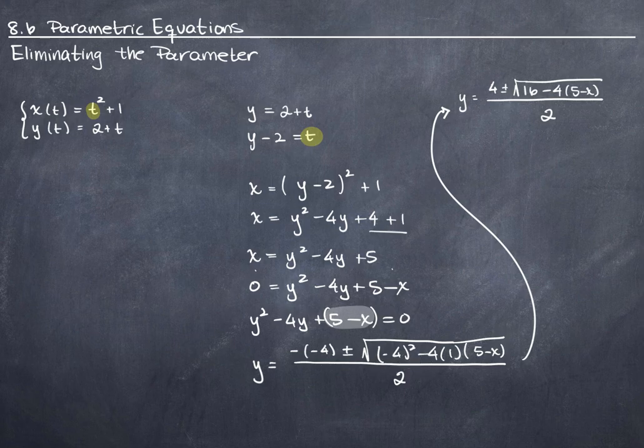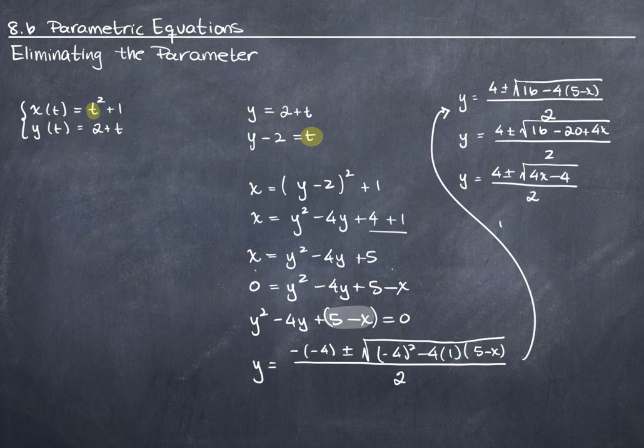I know what negative 4 squared is. I know how to multiply this. So the very, very least I would expect to see from you in this kind of work is this. But I can actually take it even farther. This is going to give me y equals 4 plus or minus the square root of 16 minus 20 plus 4x, because I can distribute this 4 here, all over 2. And that is 4 plus or minus the square root of 16 minus 20 is negative 4. Let's write that as 4x minus 4 instead of negative 4 plus 4x.